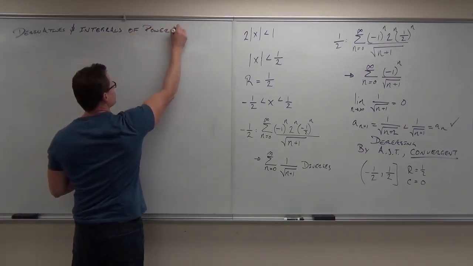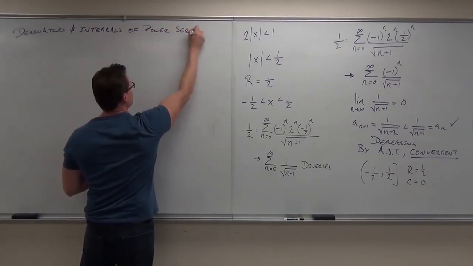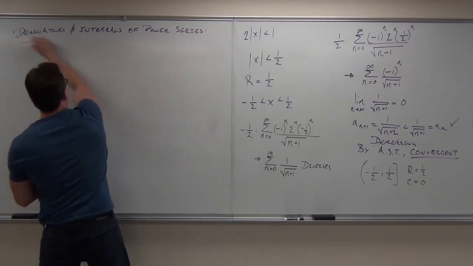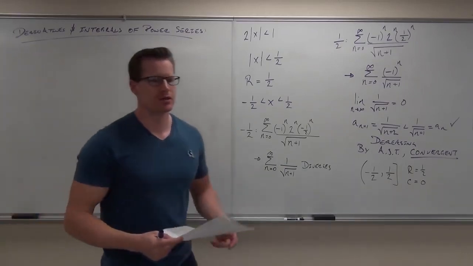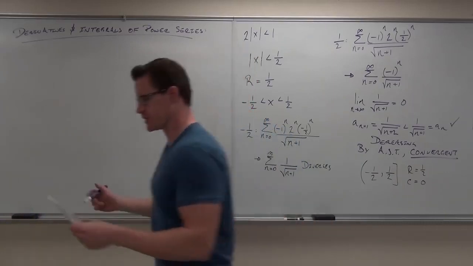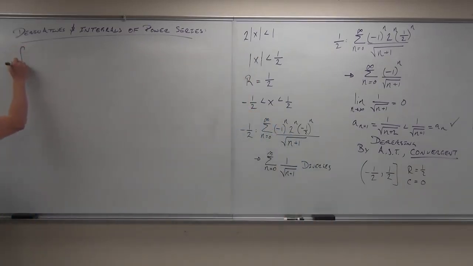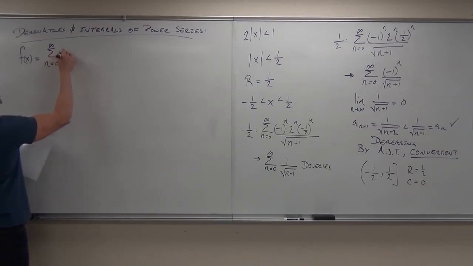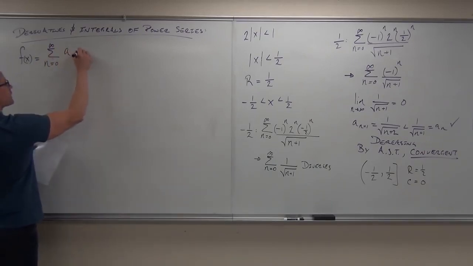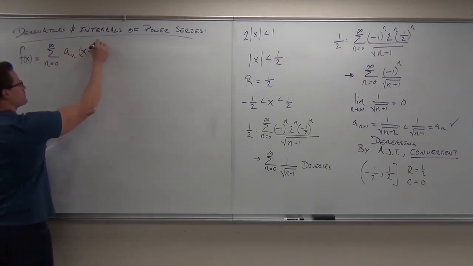Well, how in the world are we going to do that? Well, you know what? Let's start with something general. Let's just build on it. So let's assume that we have this power series. So f of x is a power series starting at 0 going to infinity, a sub n times (x minus c) to the n.